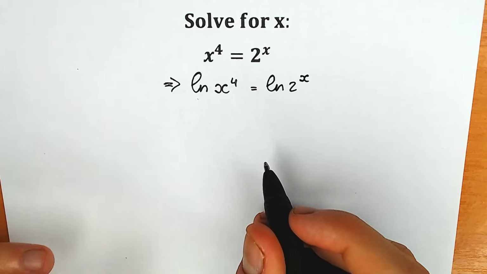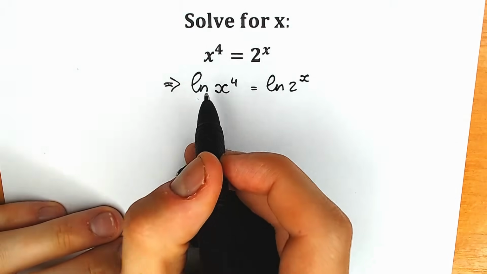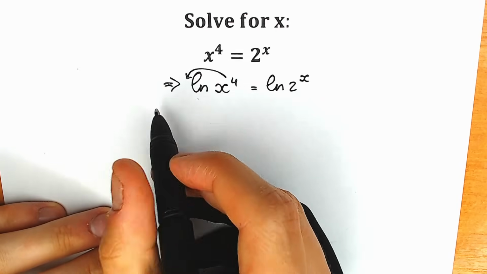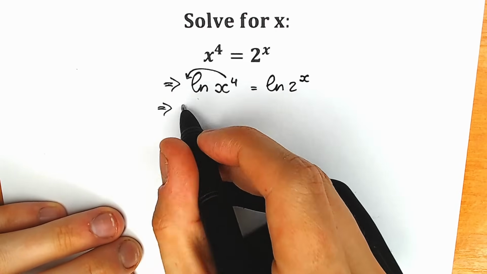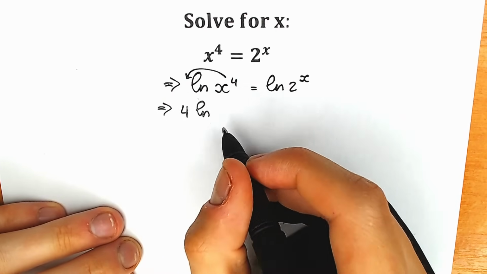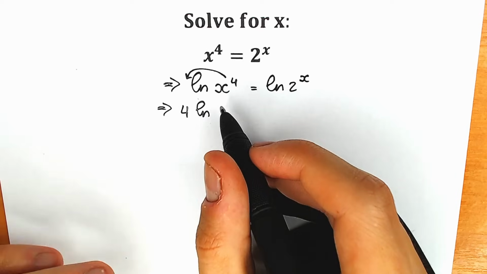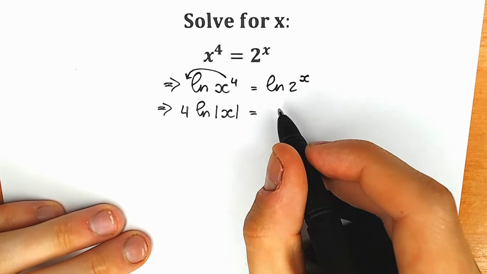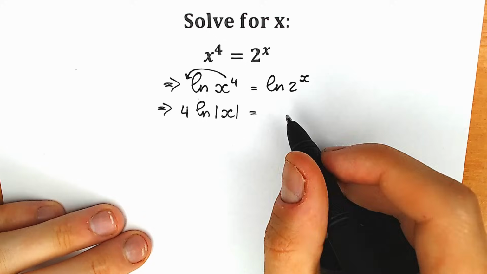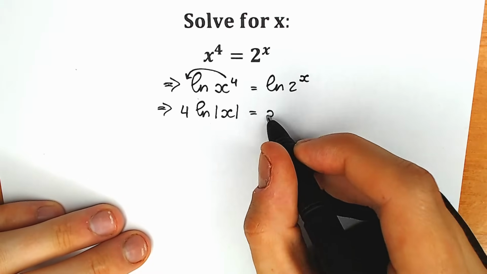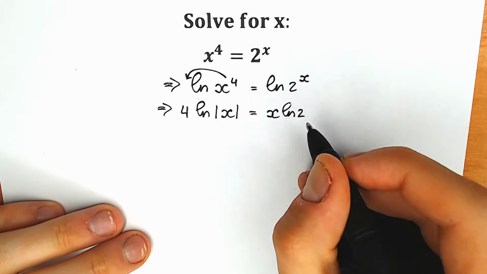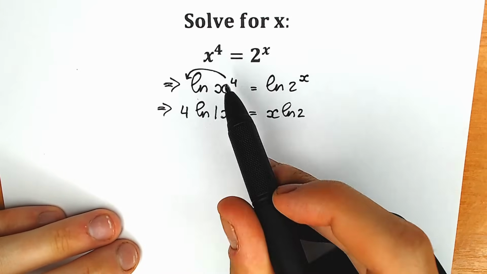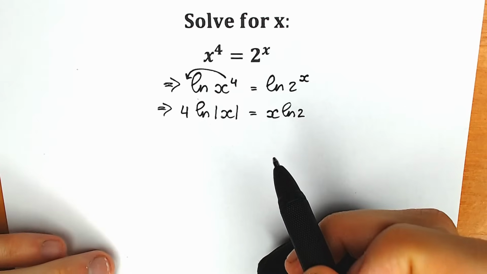Right now, according to a basic natural log property, this 4 will come down right here. So as a result, we have 4 natural log, but with one really important moment. This x can be positive, can be negative, so we need to put absolute value brackets. Equal to, right here we have x natural log 2 with the same property. So I really hope you understand this first step. We just take natural log on both sides and we use the basic natural log property.